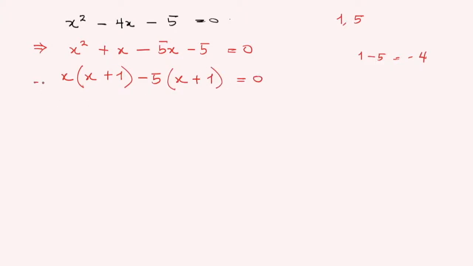And so our final factors are x plus 1, which is the common thing here, and the remaining part of the expression, which is x minus 5. So the roots of this quadratic equation are x equals minus 1 or x equals 5.